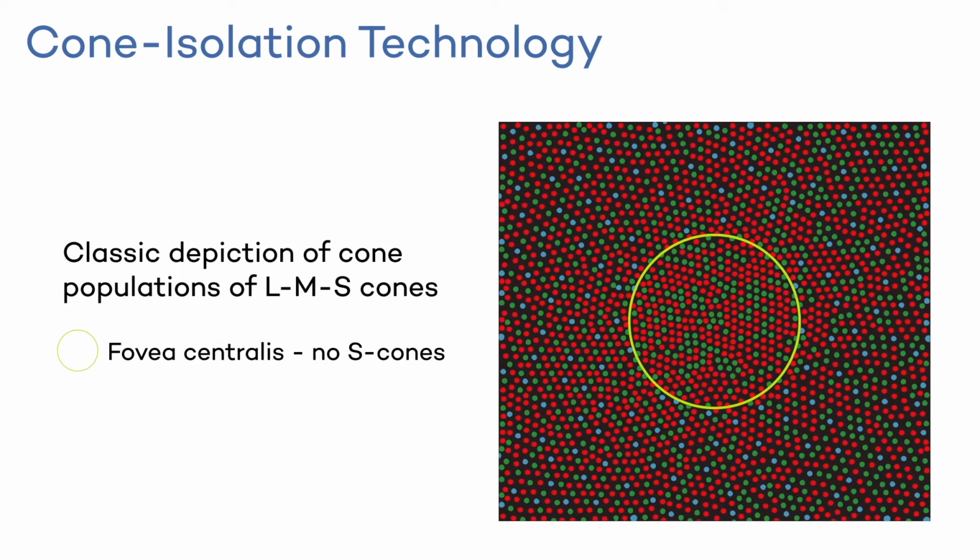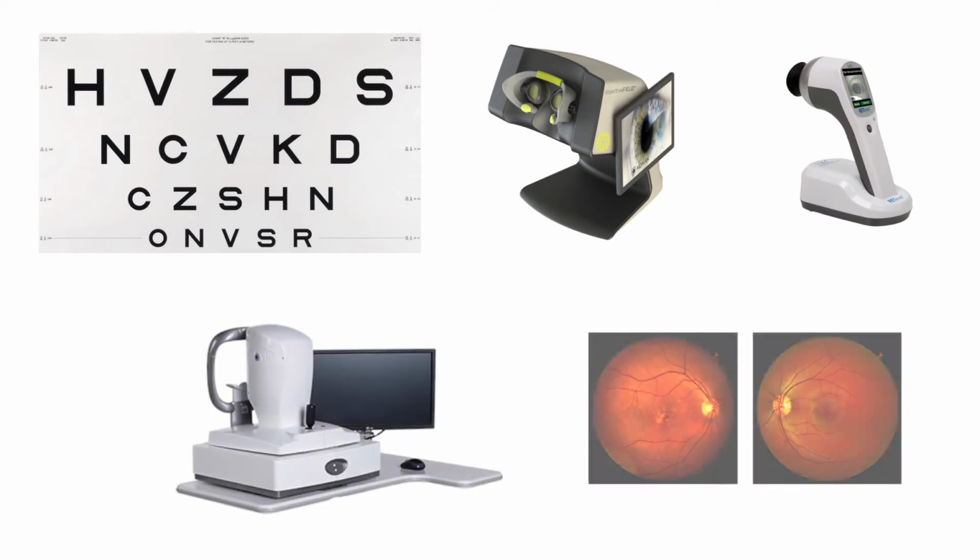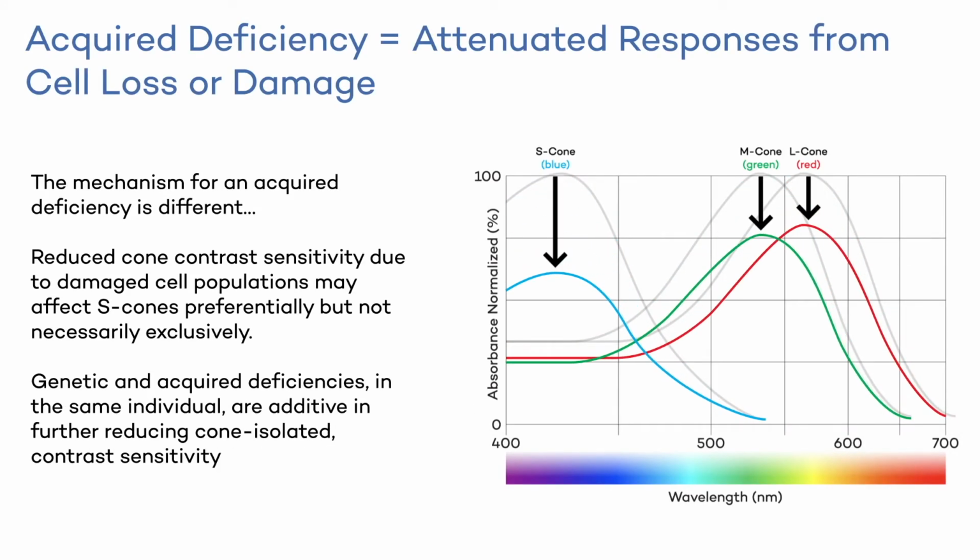Diagnostic color vision testing is an important measure of visual function, which is complementary to visual acuity, perimetry, and visual electrophysiology, as well as structural testing such as OCT and fundus photography. From a diagnostic perspective, we are especially interested in the acquired loss of cone cell function.